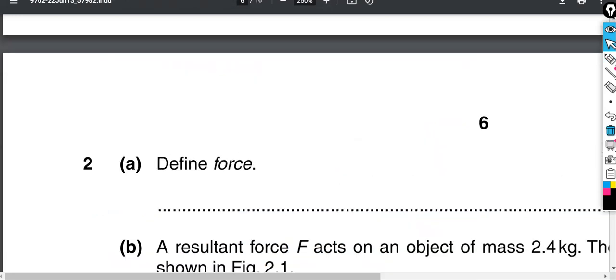Define force. There's only one thing you could have said here, class. Lots of things that are correct to say about force, but you should have said rate of change of momentum. Rate of change of momentum. And judging by the quiet celebration in the class, it sounds like a lot of people earned that one. Rate of change of momentum.